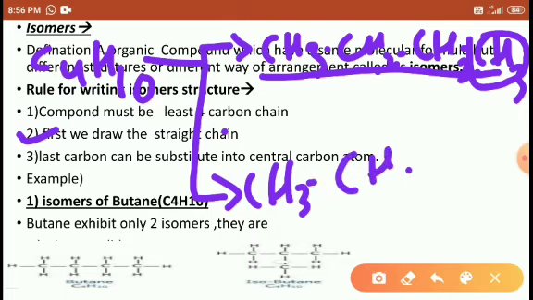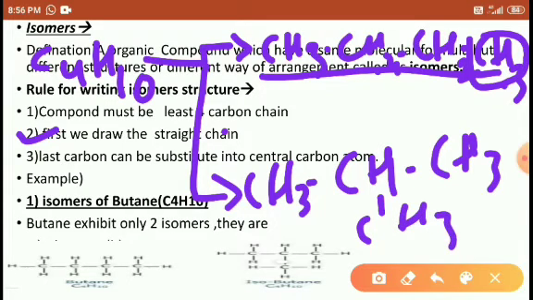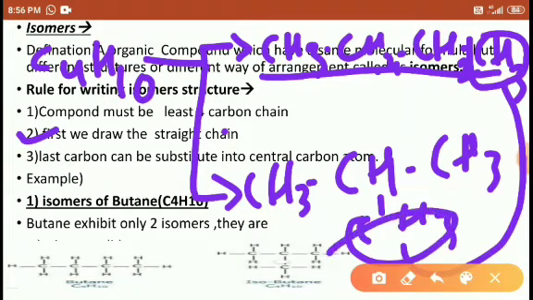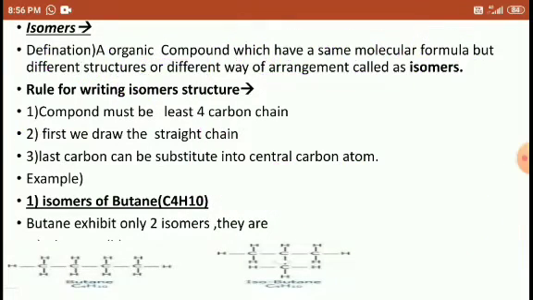CH3, CH, CH3. This hydrogen moves to here and it becomes CH3. This last carbon we are substituting here. Right. So whatever the terminal carbons are there, the last carbon atom, they are substituted on the central carbon. These are the rules.